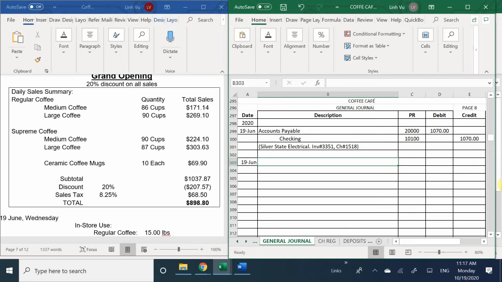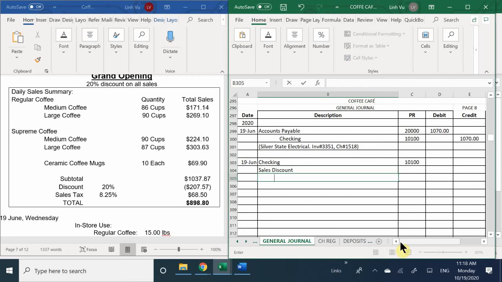We're going to be debiting checking, good, because these are all cash sales. And we're going to debit sales discount, good. Sales discounts is a contra account. Good. And then we're going to break down the sales.